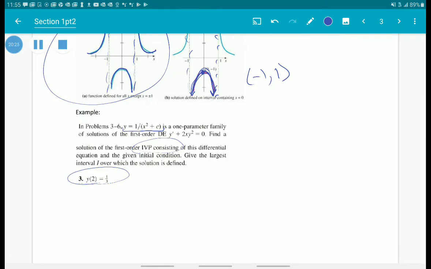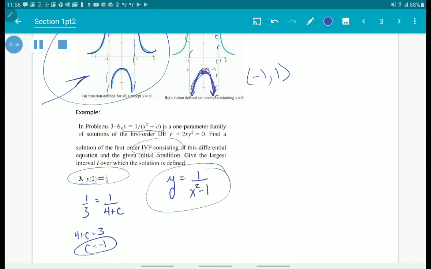So if we were to substitute in that initial condition, and this is an equals here, make that a little bit clearer. So we're going to have 1/3 is equal to 1 over 4 plus c. That means 4 plus c is equal to 3. So c is, again, -1. So this particular solution will be 1 over x squared minus 1, which is going to look the same as this guy, right? So if we were talking about the domain for the function would be everything except 1 and -1.